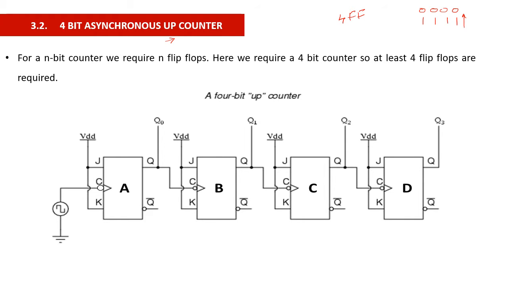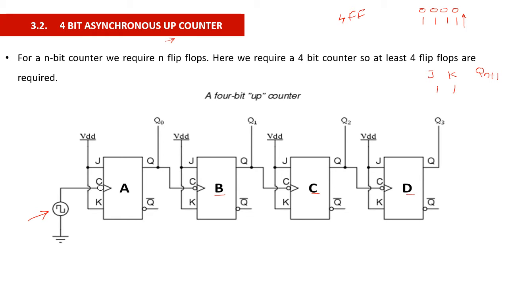Now we can see the circuit diagram for the 4-bit asynchronous counter. Here we are using 4 flip-flops A, B, C, D, and all of them are JK flip-flops. We connect the external clock pulse only to the first flip-flop, flip-flop A, and all other flip-flops B, C, D are triggered from the output of the previous flip-flop. All the JK terminals are connected to plus VDD, which is the high state. That means J and K are both 1.